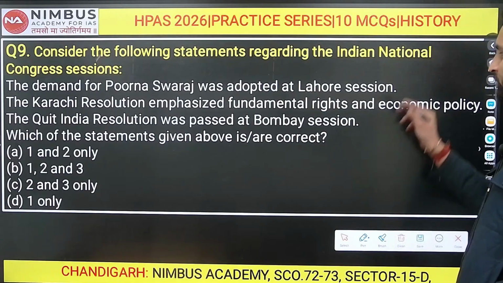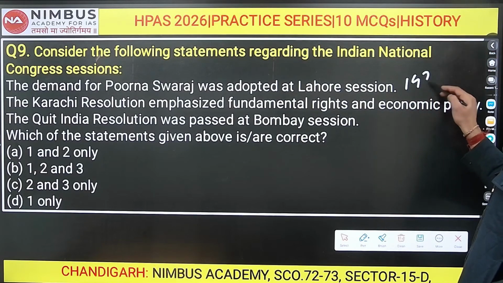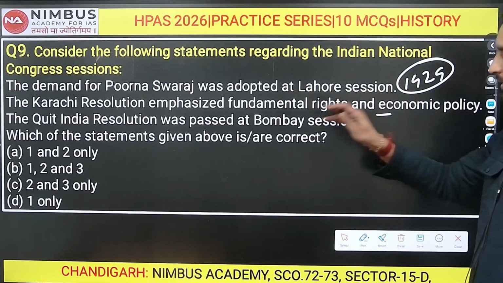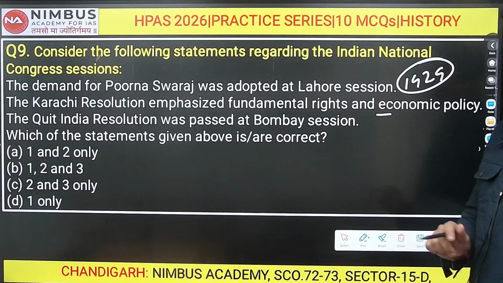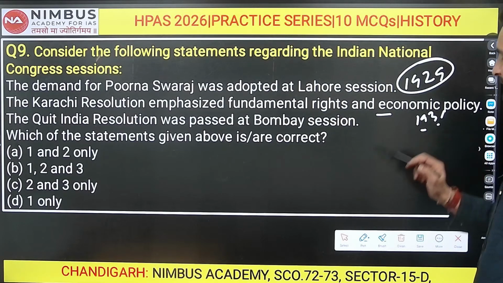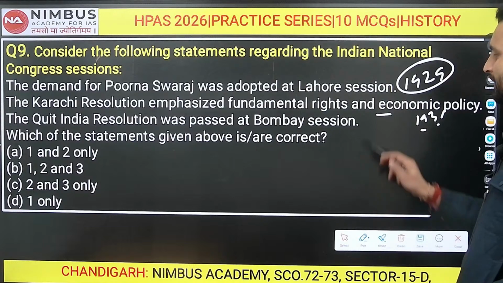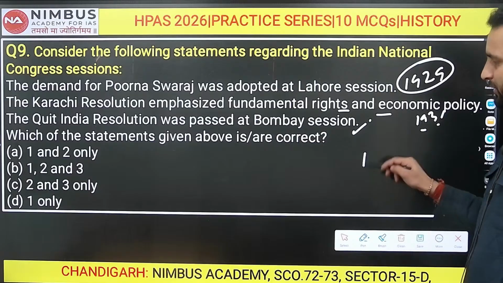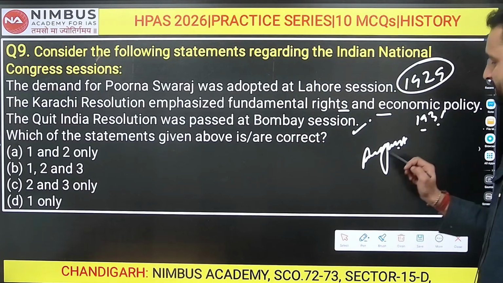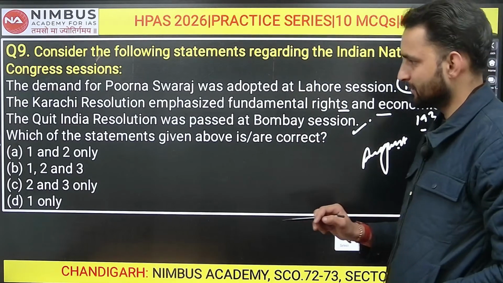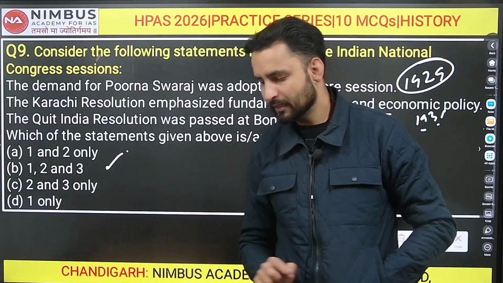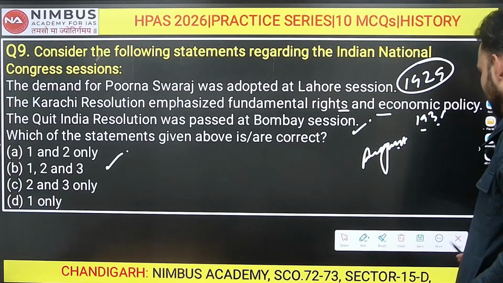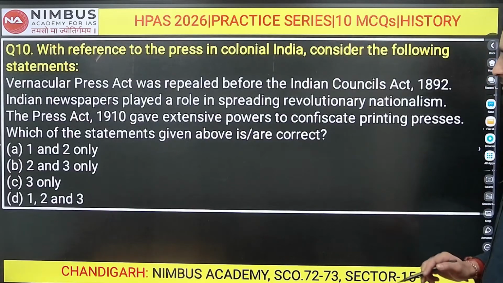First is the demand for Purna Swaraj. It is the most important session, the Lahore session of 1929, presided over by Jawaharlal Nehru. Second is another important session, the Karachi resolution of 1931, presided over by Vallabhbhai Patel, the only session presided over by him. The resolution on fundamental rights and economic policy was there. Third is the Quit India resolution, Bombay session in August. So all the 3 statements are absolutely correct. Option number B, that is 1, 2 and 3, will be the right answer. Okay, well done. We will move on to our last question, question number 10.